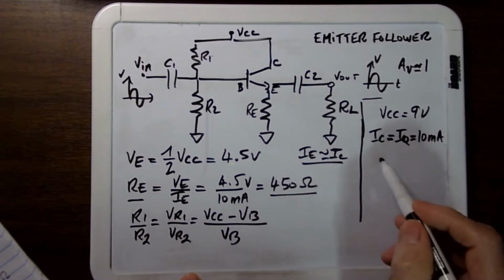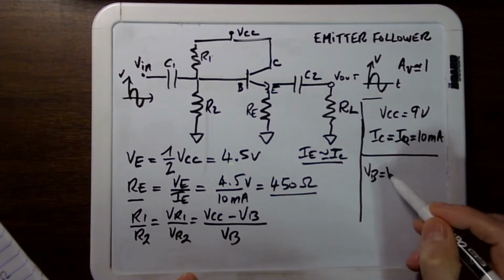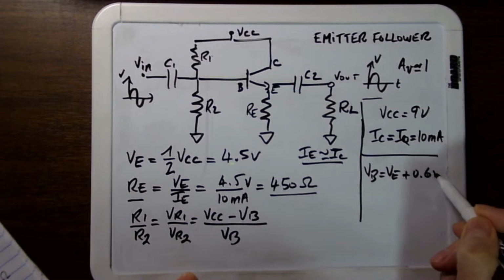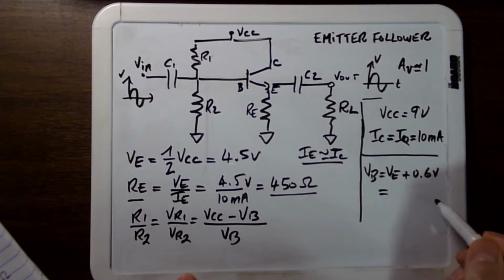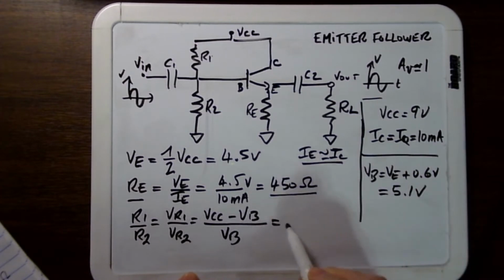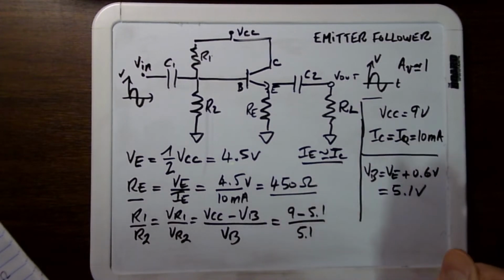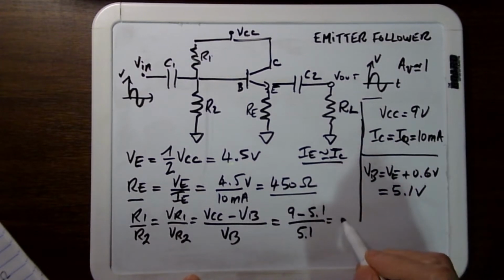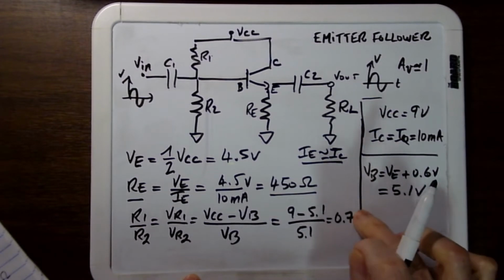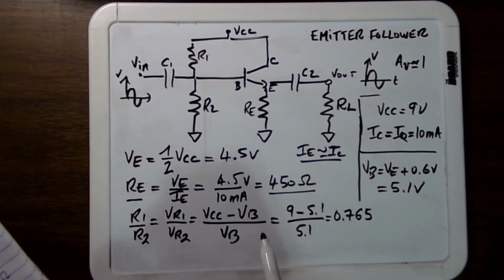So let's compute VB somewhere. VB equals VE plus 0.6 volts, equals 4.5 plus 0.6, that's 5.1 volts. So you get 9 minus 5.1 divided by 5.1, which is 0.765. So we know the ratio. That's good, but we still need another equation to find R1 and R2.